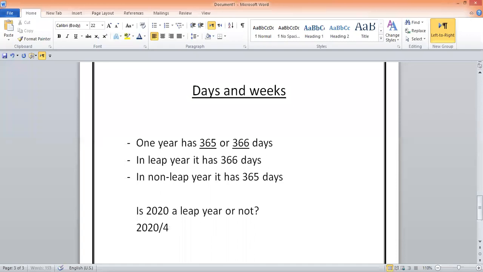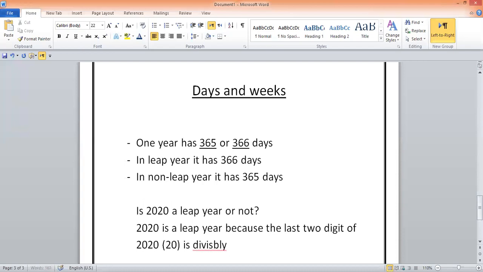If it is divisible by 4, like if the last two digits are divisible by 4, then you will say, yes, it is a leap year. And if the last two digits are not divisible by 4, you will say it is not a leap year. So I will say 2020 is a leap year because the last two digits of 2020, what are the last two digits of 2020? 20 is divisible by 4.